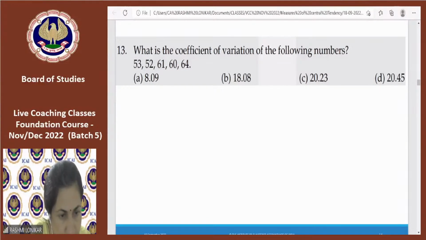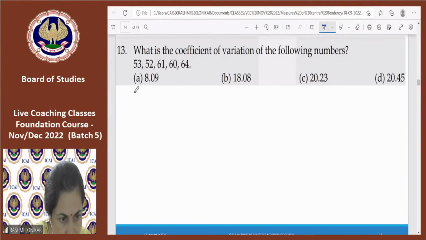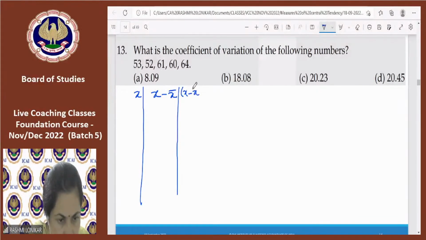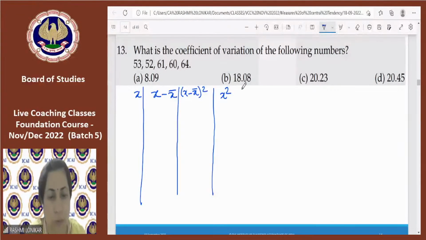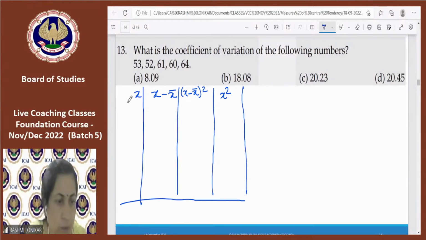So numbers are x, then x minus x bar, then x minus x bar whole square. Now what I will do is, I will also show you how to find it using the other formula. So I will also do x square. Okay. And then we'll find the sum. Now what are the numbers? 53, 52, 61, 60 and 24.